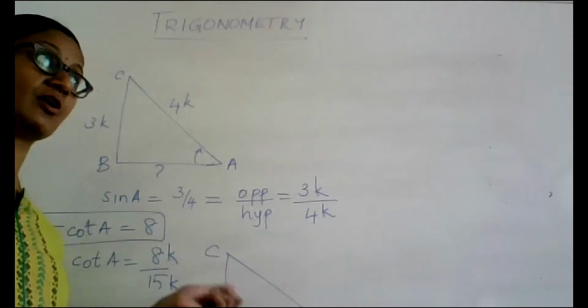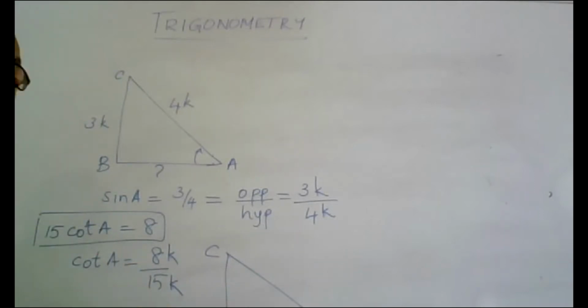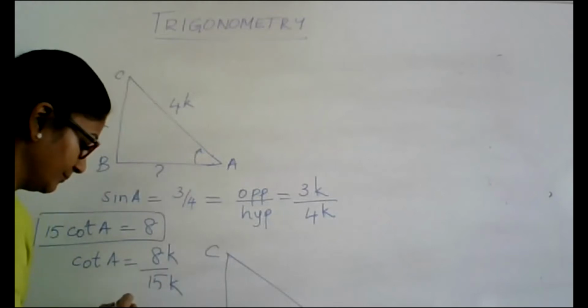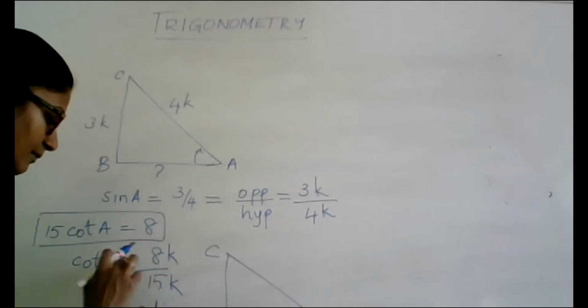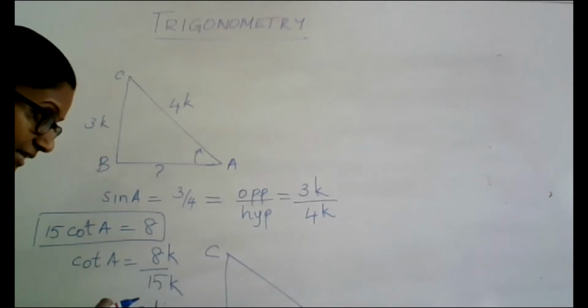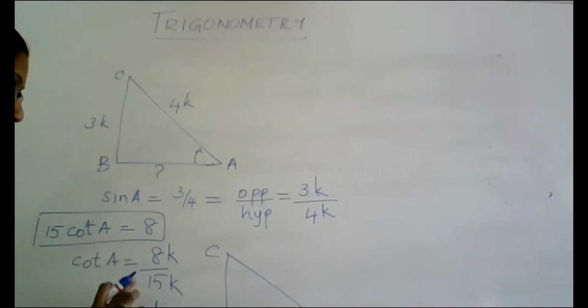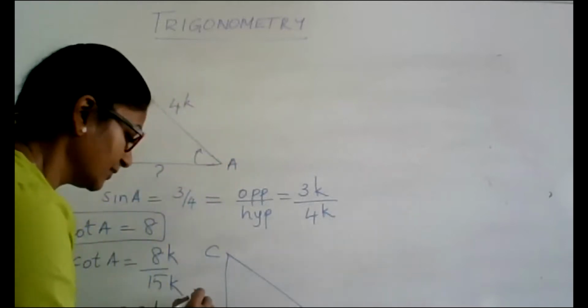It is the reciprocal of tan. Tan is opposite by adjacent. So your cot will be adjacent by opposite. So with respect to A, this is your adjacent by opposite. Cot is defined as adjacent by opposite. You should recall this from tomorrow. When I say cot of A, you should tell me adjacent by opposite. So adjacent for A is 8k and the opposite is 15k.